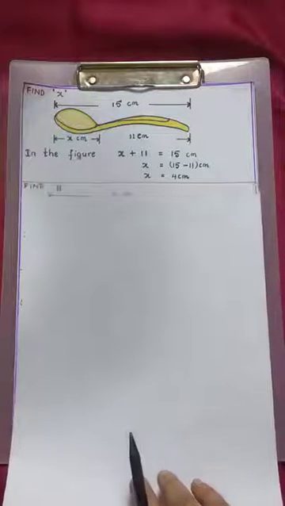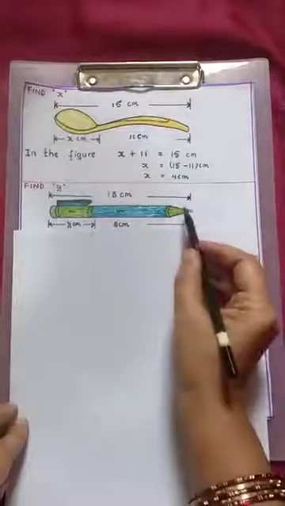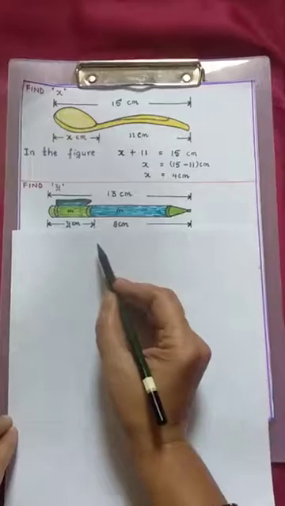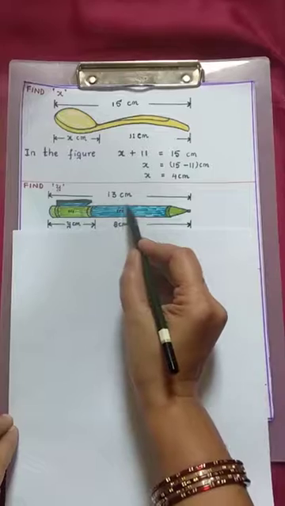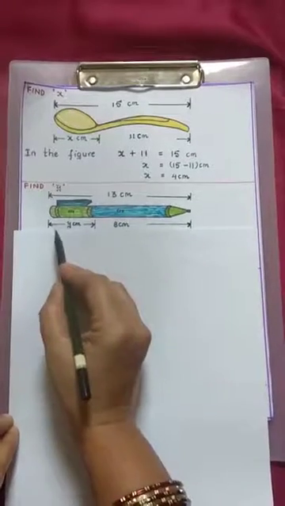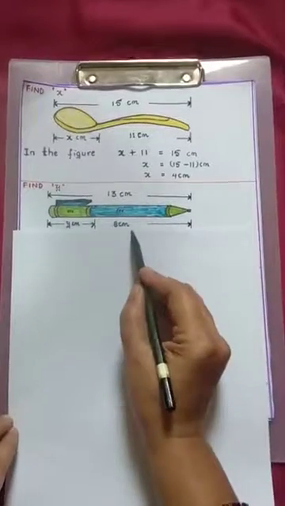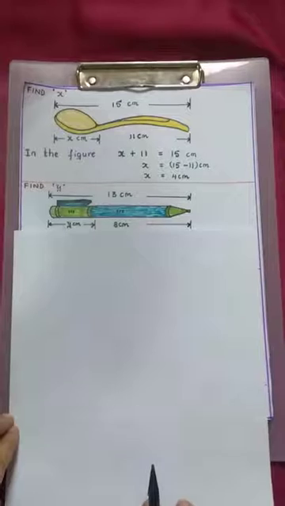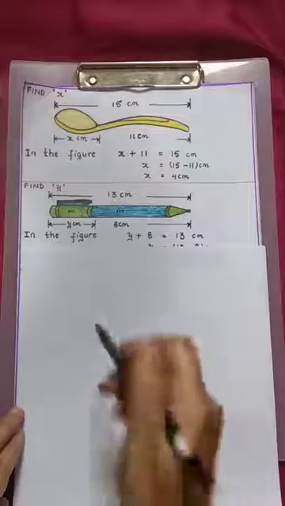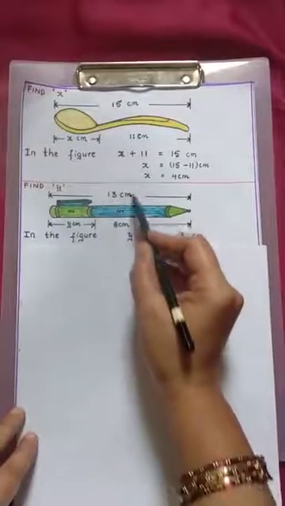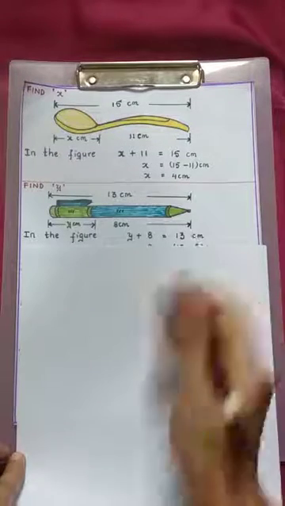Similarly, you have another figure. Here is a pen. So from this figure, you have to find the length of y here. Now the total length of the pen, it was given 13 centimeters. Now you see the bottom part, which is y centimeters. And the top part is 8 centimeters. Now how to frame the equation from this figure here? You see the figure. The sum of the bottom part plus top part together gives 13 centimeters. So it can be written as y plus 8 is equal to 13 centimeters.